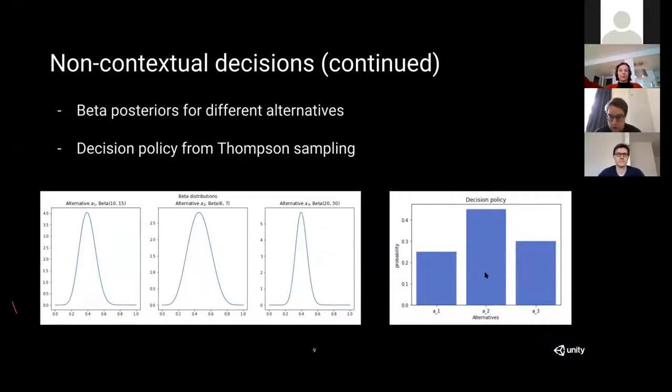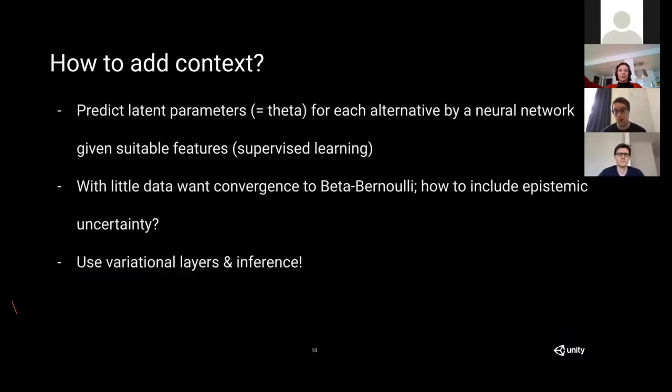According to this decision policy, the probability that alternative two is the best seems to be the highest. So this would be the sort of distribution of answers that we would then serve for players if we did not take context into account. But of course, we want to take context into account because this is all about personalization after all. So how to add this context then?